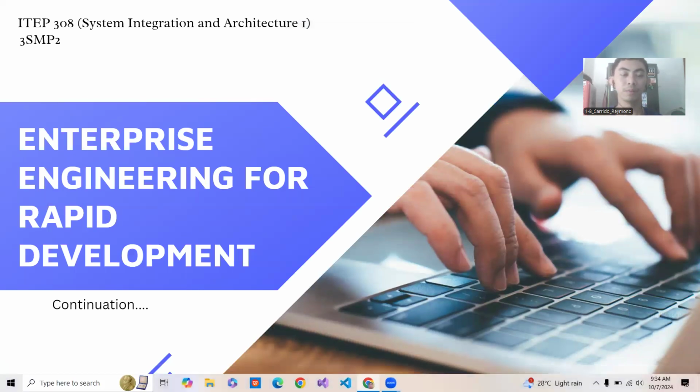So, I will discuss ITEP 308, System Integration and Architecture 1. This is Module 2, and the title is Enterprise Engineering for Rapid Development. As you can see, there is a note saying continuation. This is part 2, and part 1 is by Mr. Sombilia. So, let's move on.